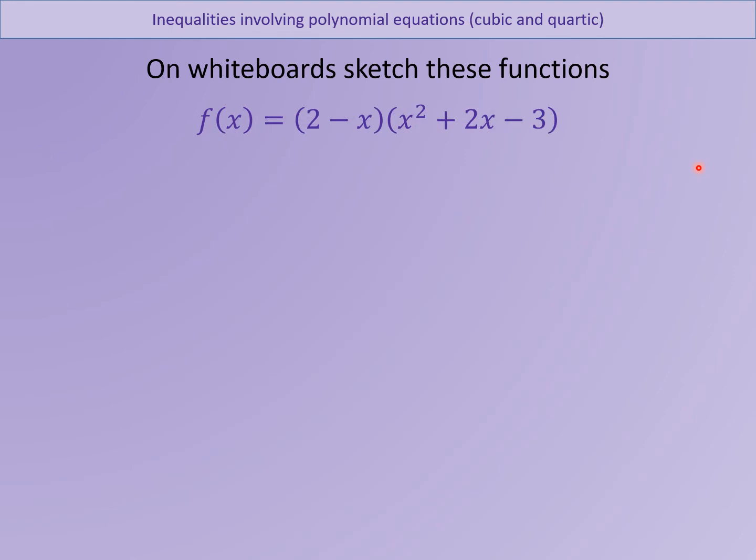Okay, graph number 3. So again, pause this for a second while you sketch it and then have a look to see whether it was correct. Okay, so there's a couple of things to notice with this one. First of all, it's going to be a cubic, but if we were to multiply this out, the x cubed term will be negative because we've got -x times x squared. So a negative x cubed graph is going to start at the top left and it's going to end at the bottom right.